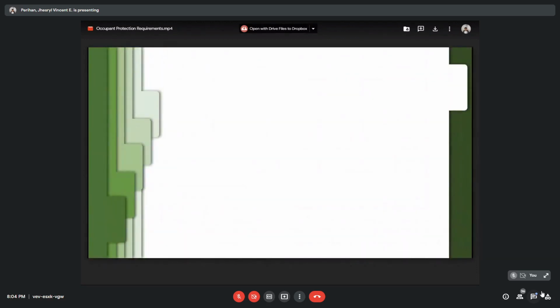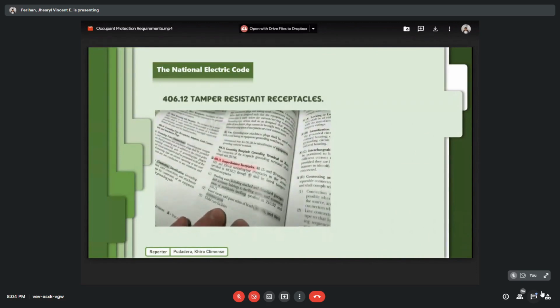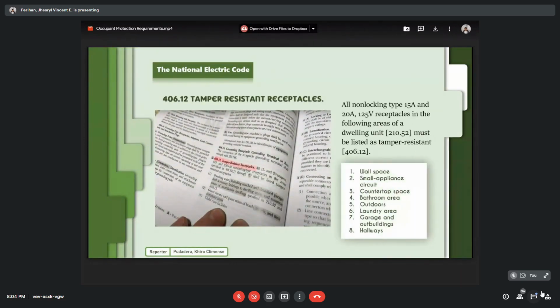So next is the National Electrical Code, number 406.12, tamper-resistant receptacles. It says all 15 to 20 ampere, 125 to 250 volt nonlocking type receptacles in the areas specified in 406.12.